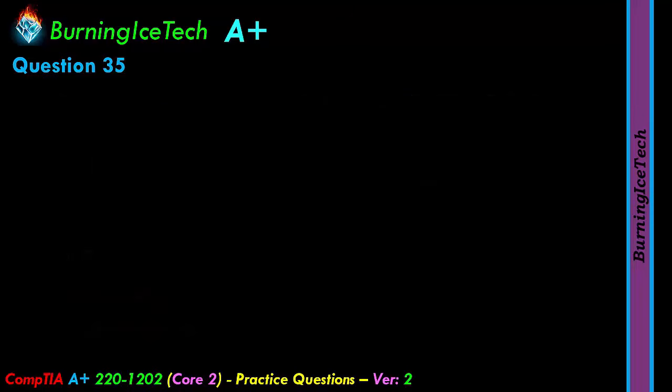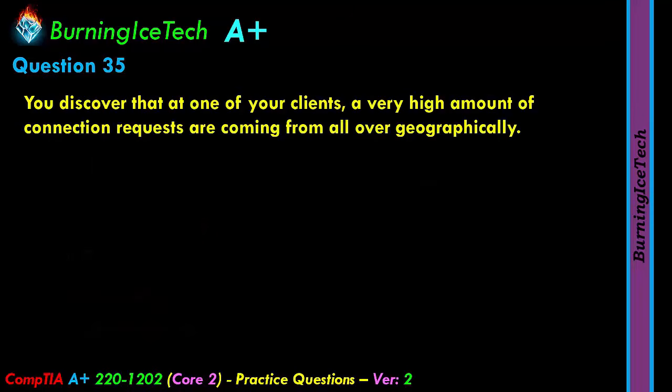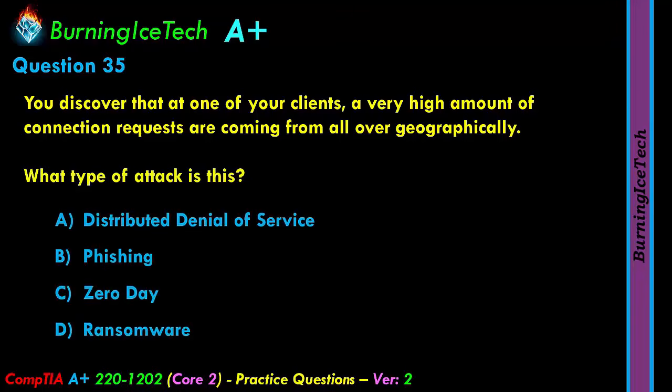Question 35. You discover at one of your clients a very high amount of connection requests coming from all over geographically. So if suddenly you get a high influx of requests from all over on a specific server resource, that's pretty suspicious. What type of attack is this, guys? Is it a distributed denial of service attack? We call that a DDoS attack for short. Yes, that actually is the answer here.